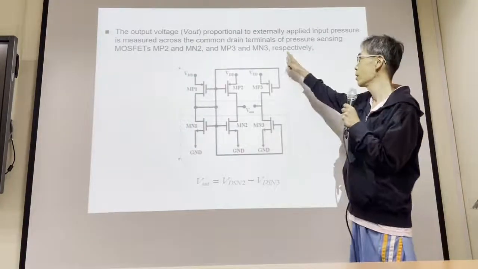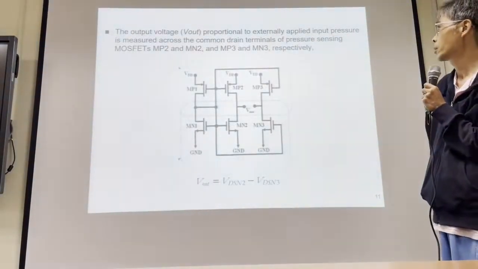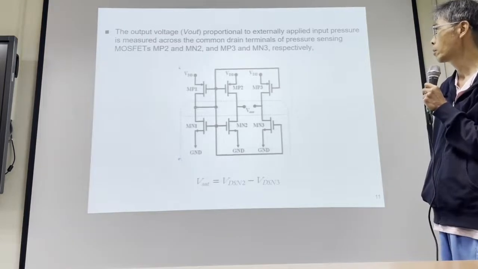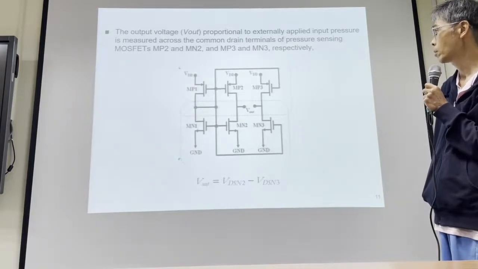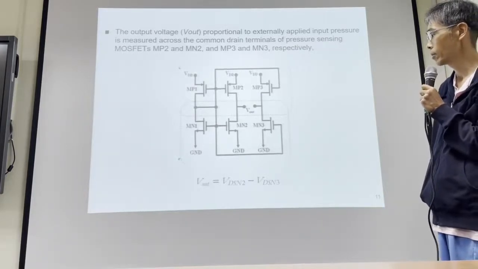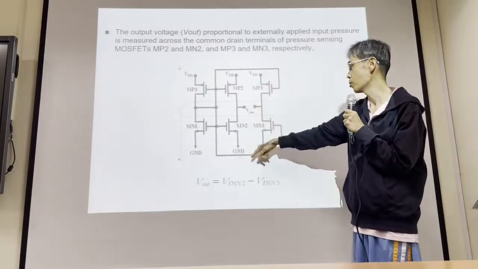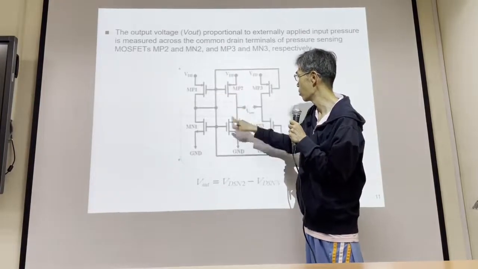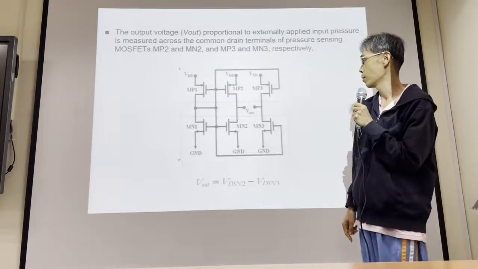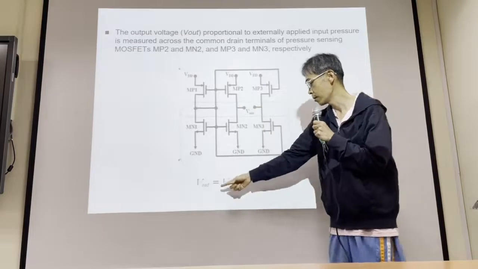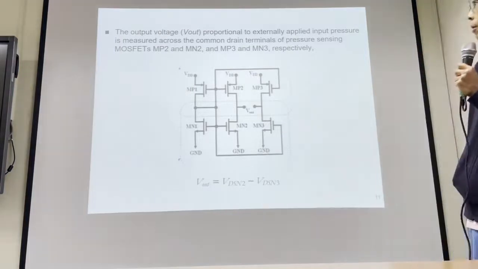Kumel, could you read this? The output voltage proportional to the externally applied input pressure is measured across the common drain terminals of the pressure sensing MOSFETs, MP2 and MN2, and MP3 and MN3 respectively. Yes, this is clear. Vout is between MP2 and MN2, this point, and between MP3 and MN3, this point. The difference between these two voltages is the Vout we take from this sensing circuit. Okay, next.